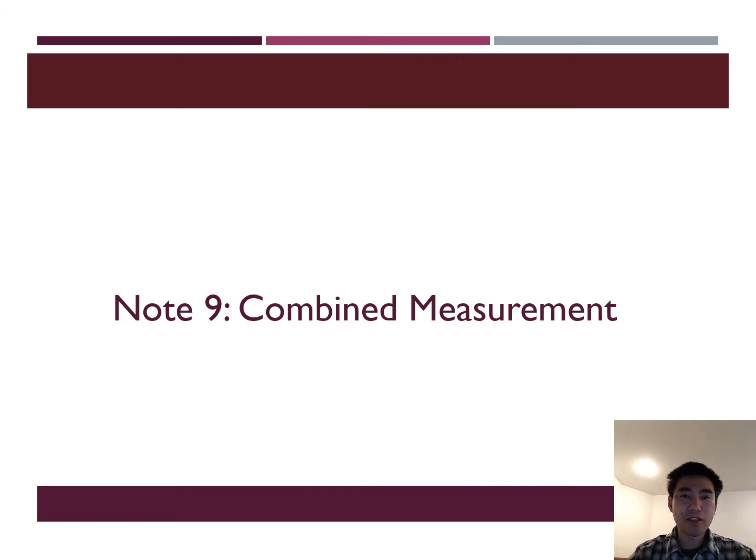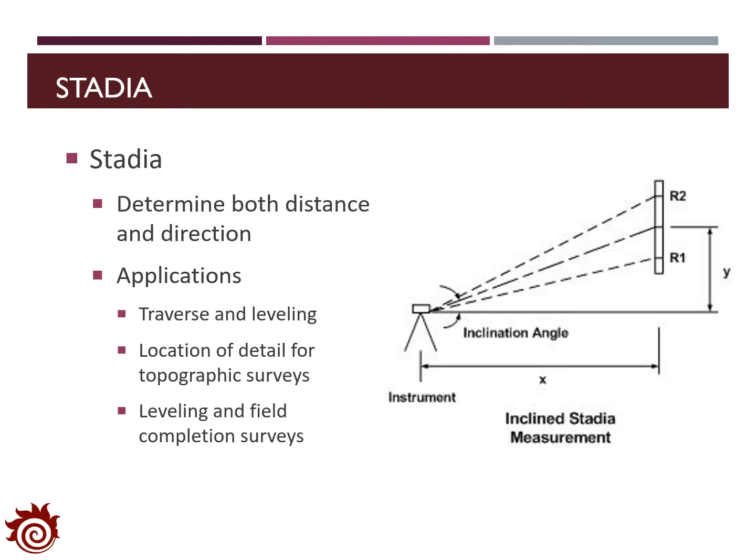Hello everyone, in the lecture today we will learn combined measurement, which will use stadia to complete the measurement of horizontal and vertical distance and vertical angles at the same time. In surveying, stadia measurement is one method to determine both distance and direction at the same time.